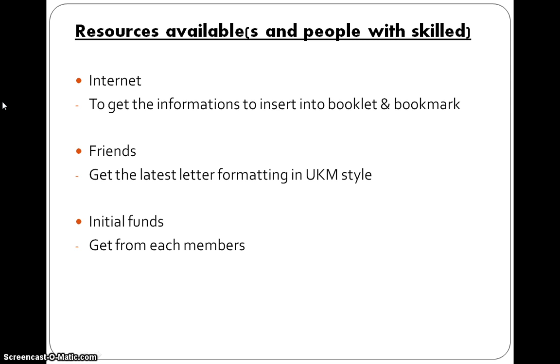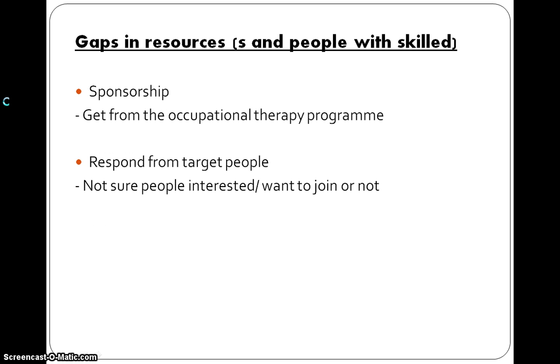The resources available are the internet, friends and initial funds. For the internet, we are using it to get the information to insert into the booklet and bookmark. While from friends, I get the latest letter formatting in UKM style. While for the initial funds, we get them from each member. At this moment, we are collecting 50 ringgit per person in order to pay for all those things that we need to print out for the exhibition.